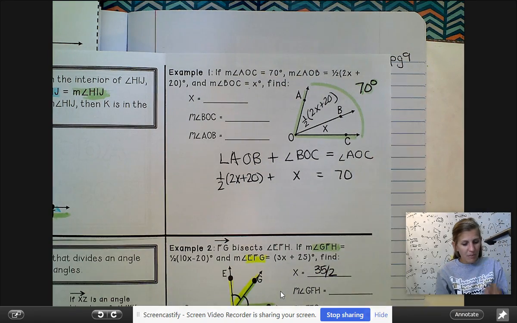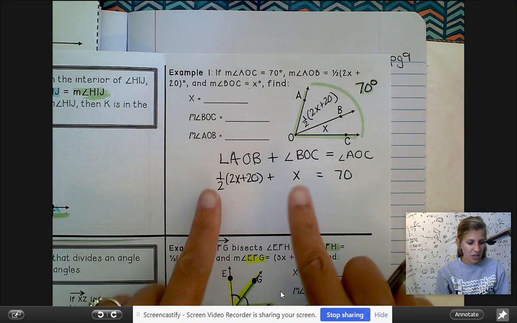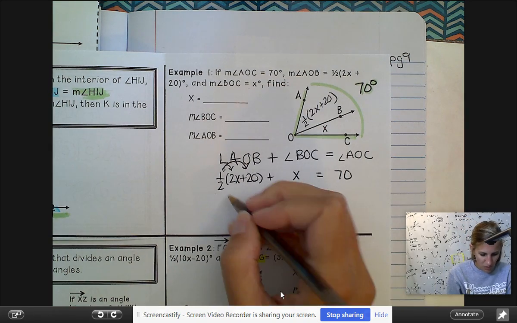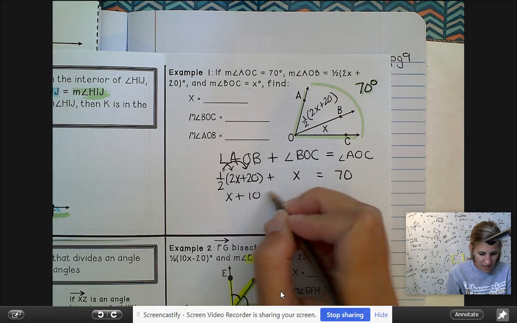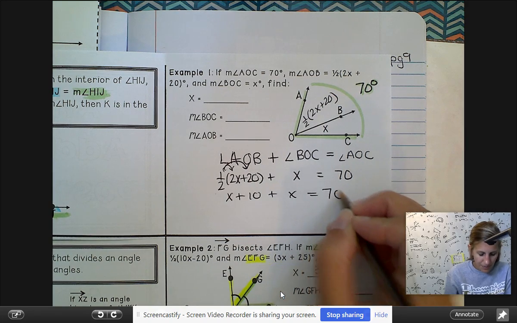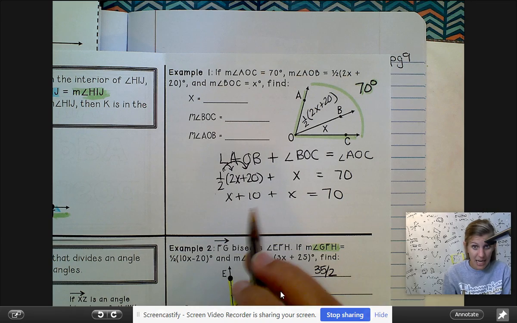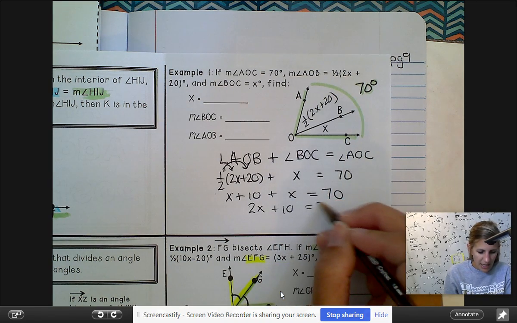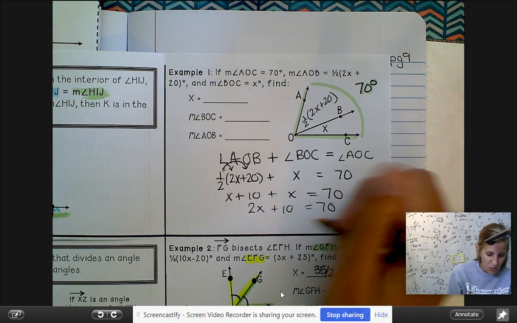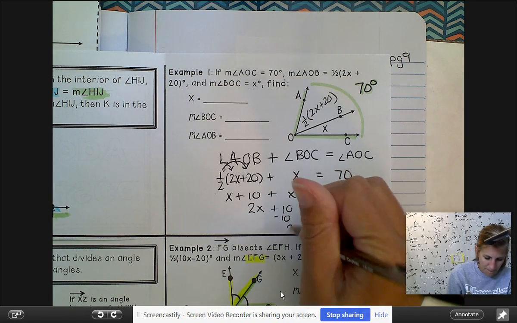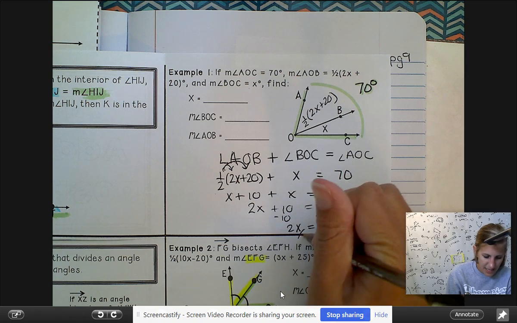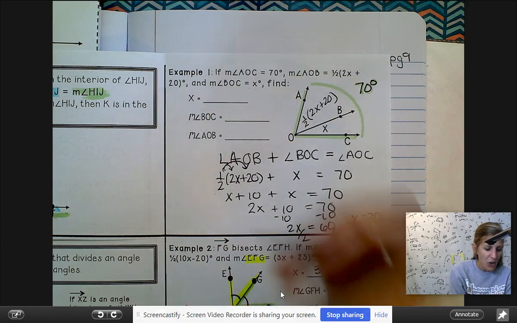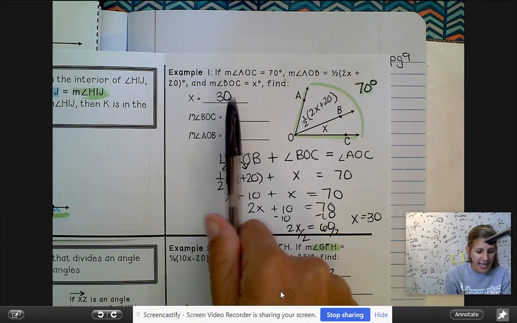Now this time, my x's are on the same side, but I still do have to distribute. So we have half of 2, which is 1, half of 20, which is 10, plus x. Then my x's are on the same side, so I'm going to combine like terms: 2x plus 10. Then I'm going to start solving, so I'll subtract that 10. So 2x is 60, and then divide by 2. So x is 30.